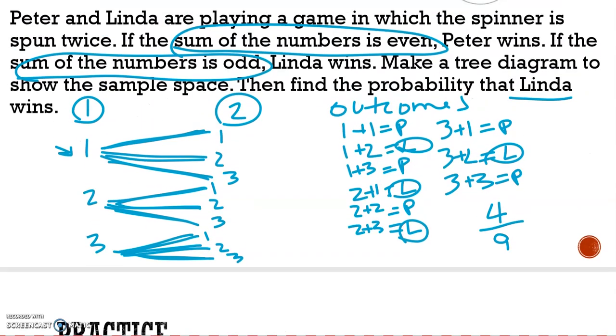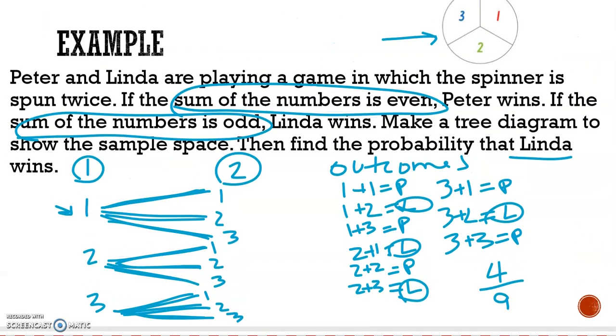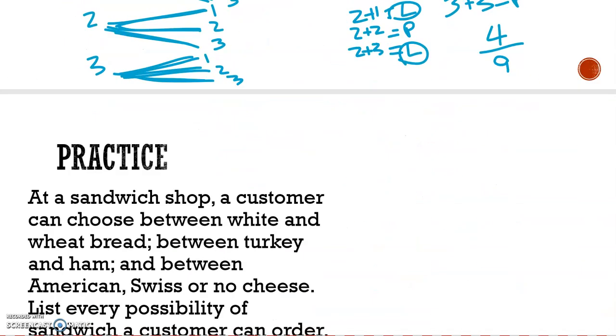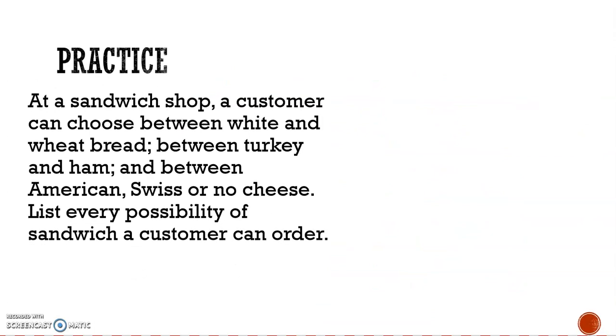If I go back to this other one real quick, this was only 2 categories, but you're going to have a third one over here. Your bread is 1, your type of meat is the second option, and then your type of cheese is your third. So pause the video now and try this on your own.